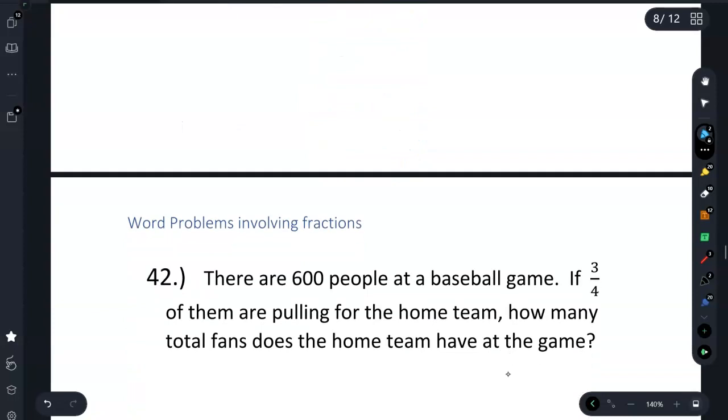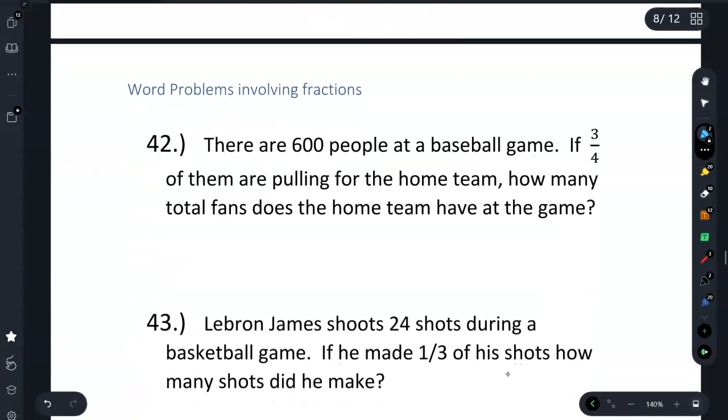All right, let's go to the next section. So now we're dealing with word problems, and this is the way that we're going to see fractions a whole lot in this class.